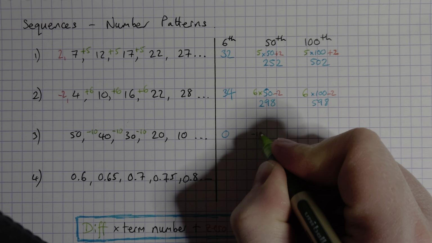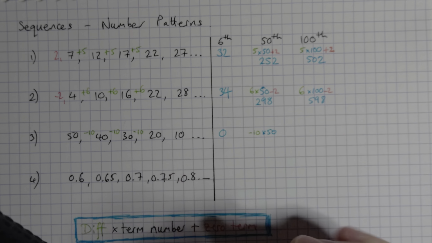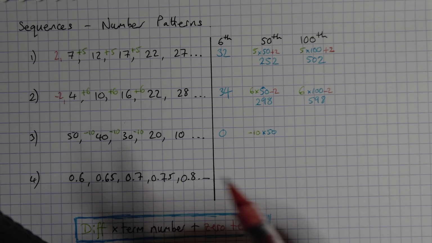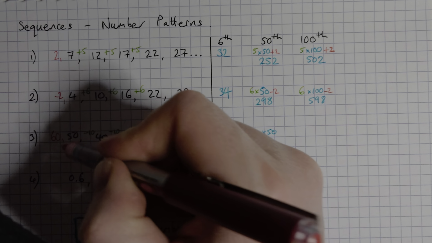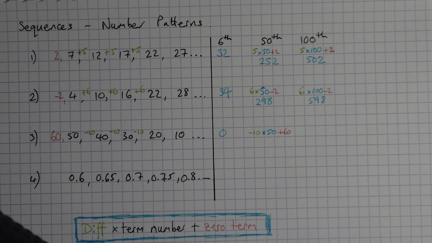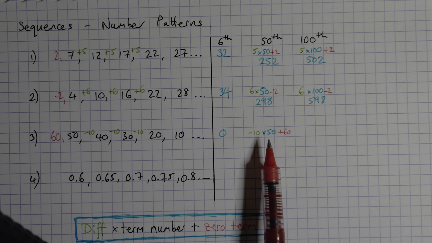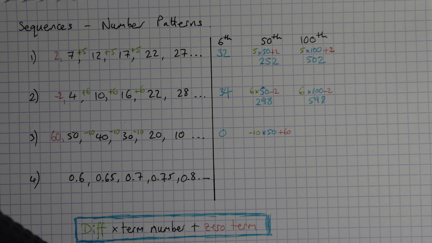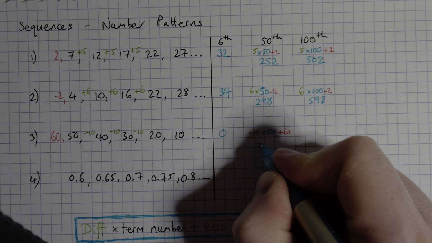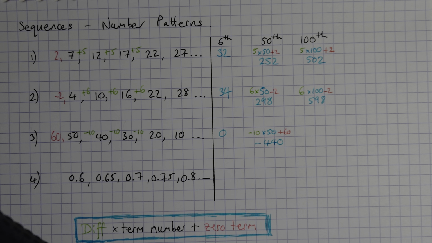We said the difference was minus 10. We're trying to find the 50th term. The 0 term here, the one before 50, would have been 60. So add 60, positive 60. You can use a calculator for this if you like. Minus 10 times 50 is minus 500, and minus 500 plus 60 is minus 440. But like I say, you can use a calculator for that if you like.